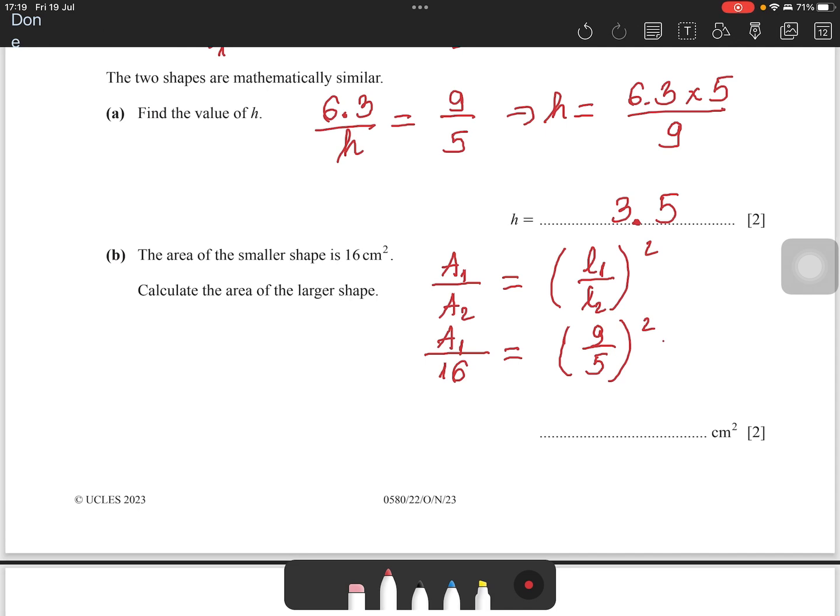9 squared is 81. 5 squared is 25. So to find the area A1, we cross multiply 16 by 81, then we divide it by 25. And the answer is 51.84 square centimeters.